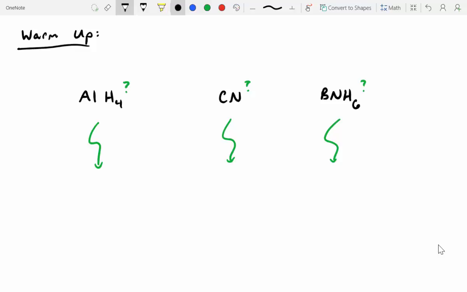Once you think you've got it, check with the neighbor too and see if you guys are coming up with the same drawings.